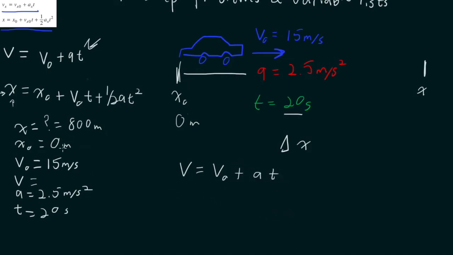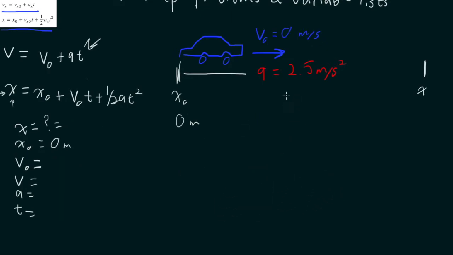And so I'm going to plug my variables in. I've got 15 plus 2.5 times 20. And I end up with 65. So my final velocity is 65 meters per second. Great. Let's try a similar problem, but let's do something a little bit different.